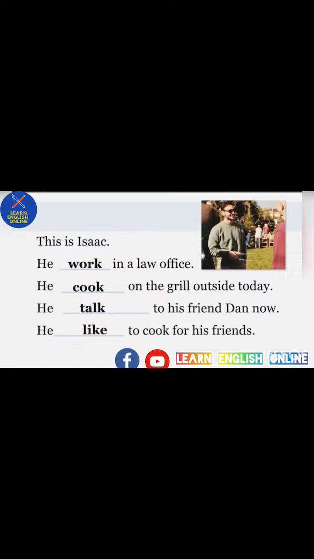One more time. Look at the picture. This is Isaac. These sentences tell us about him. What forms of the verbs go in the blanks? Simple present or present progressive? Remember, look for signal words, and you can look at the picture too. Okay? Are you ready for answers?